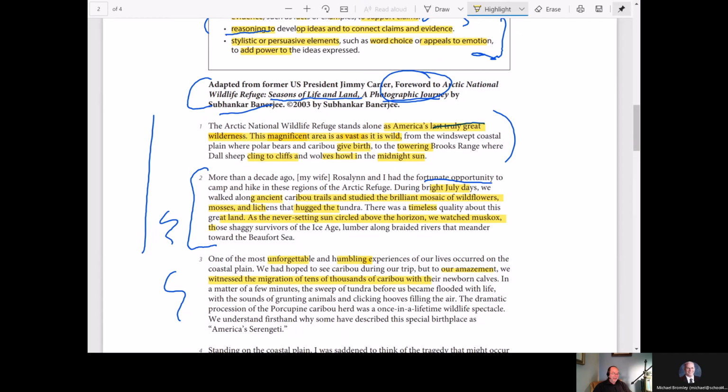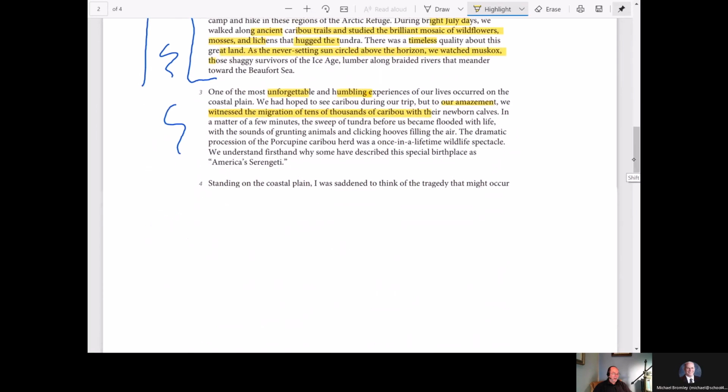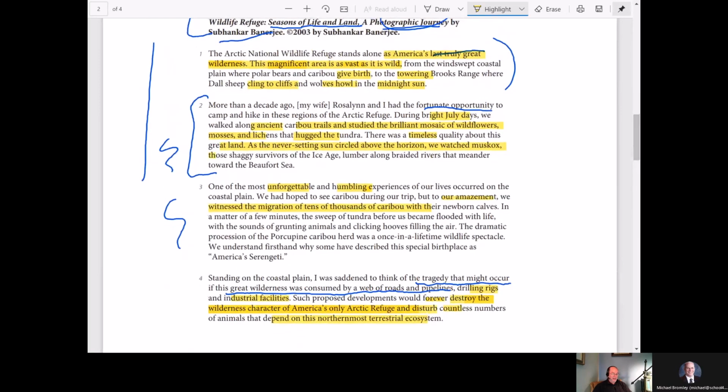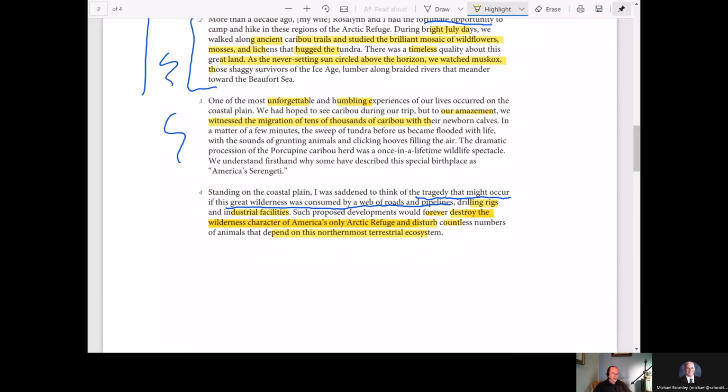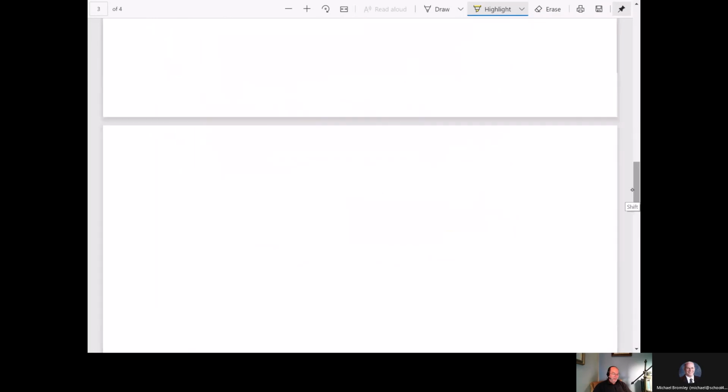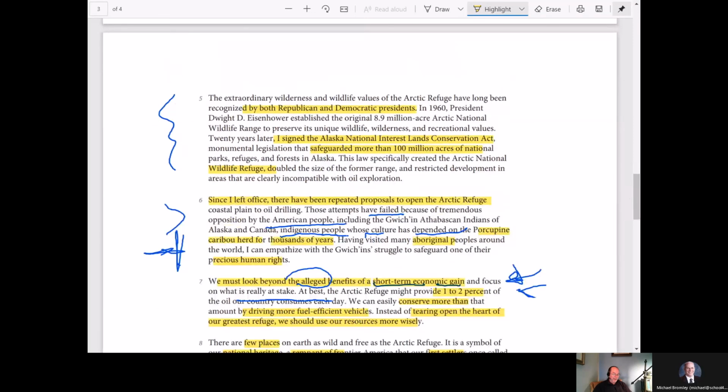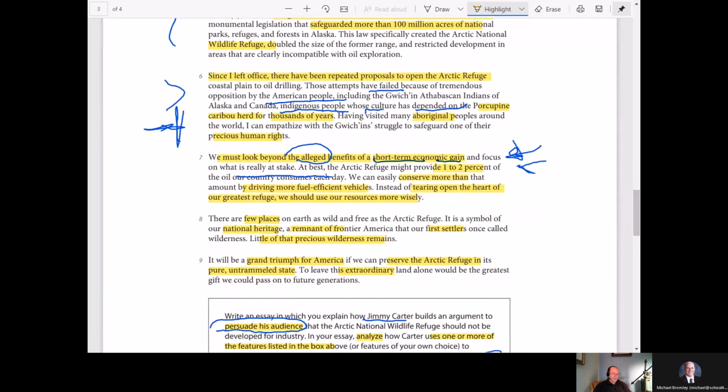This one, I think it'd be easier to go with Carter, just say, oh, his emotional appeals, give the evidence. He gives his ethos, or his credentials, saying that he's been there and that he was the president before. We could talk about that, and then we can bring in his facts. Does that support his argument? Look, because you only get 1 to 2% of our oil, we can get that by driving more fuel efficient vehicles instead of tearing open the heart. So he kind of goes back and forth between those appeals. We see one, here's a fact, and then here's an emotional appeal. Okay, hope this is helpful.